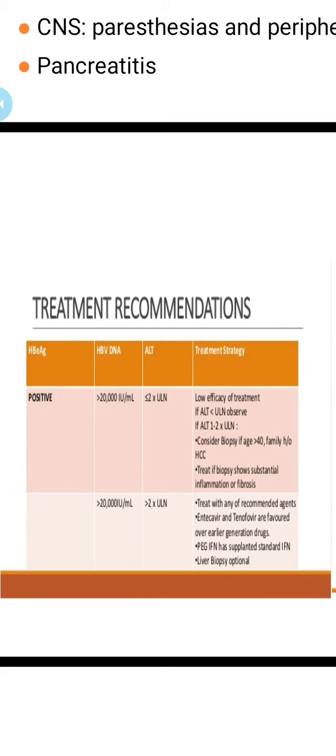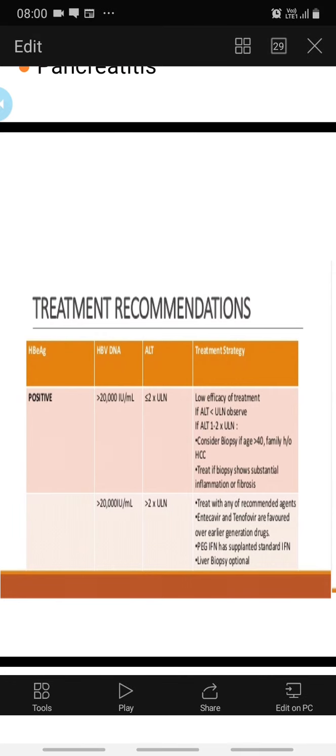So if hepatitis B surface antigen is positive for more than 6 months, then we may consider treatment. But also, if HBeAg is positive and the hepatitis B virus DNA is more than 20,000 per ml, and ALT, that is a liver enzyme, is less than 2 times the upper limit of normal, then it indicates low efficacy of treatment. If ALT is less than the upper limit of normal, we should observe, and if ALT is 1 to 2 times the upper limit of normal, then treat if biopsy shows substantial inflammation or fibrosis.